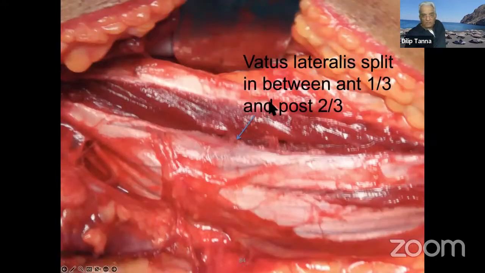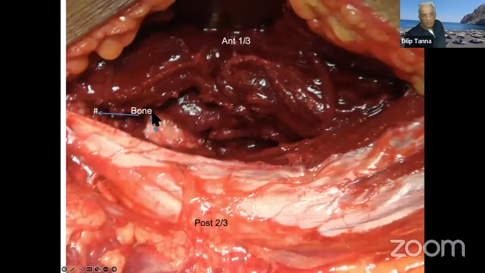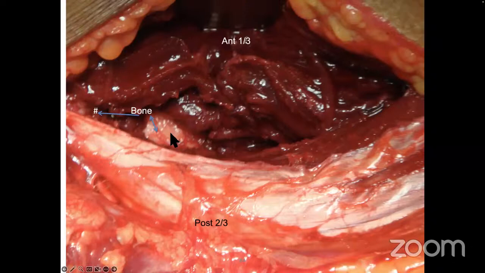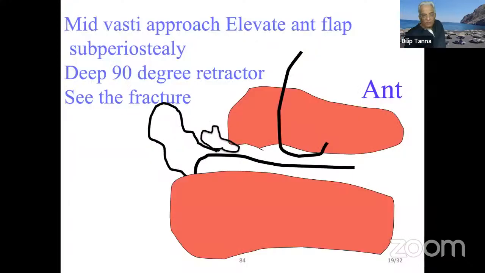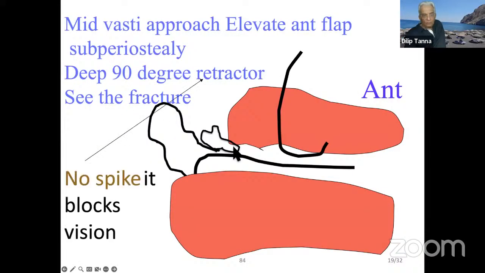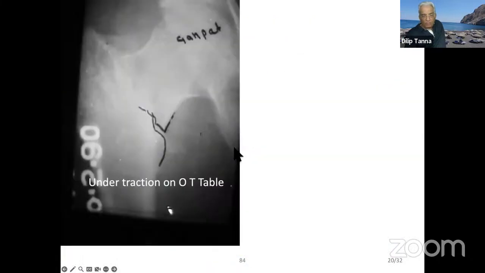Here it is muscle split in between anterior two-third and posterior one-third. This is what is split, and now you are seeing you are at the fracture here. So you can manipulate the fracture. Now if you see the fracture, it is very easy to reduce because you know the way the fractures are. So you don't need to know the theory part of it. Once you go, you see this fracture, now you will be able to reduce it very well. Do not use a spike, use this big Bennett's retractor to be able to reduce it properly.